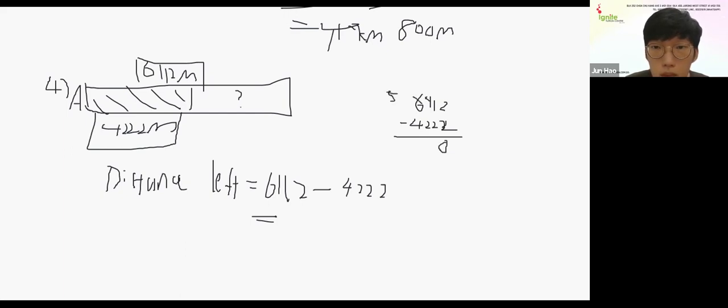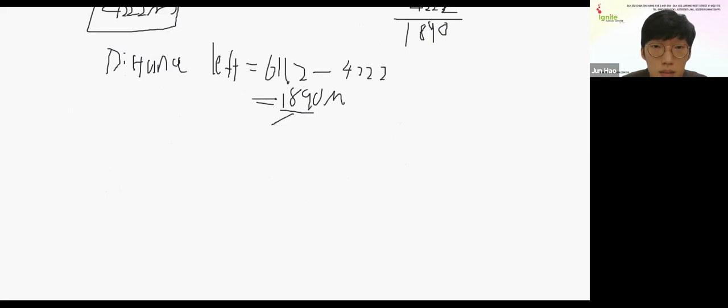Group 11, group 10, 11. So 11 minus 2 will be 9, 10 minus 2 will be 8, 5 minus 4 is 1, so 1,890 meters. Okay, and then they want it in kilometers and meters, correct? So remember, we always split this into 1,000 meters and 890 meters.